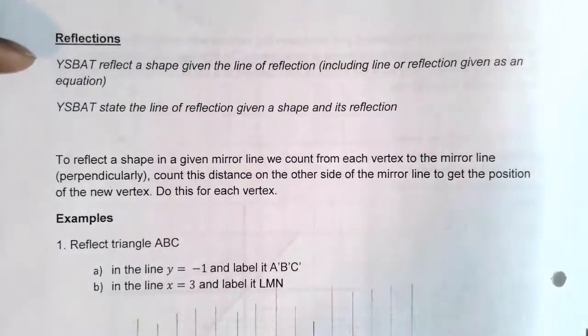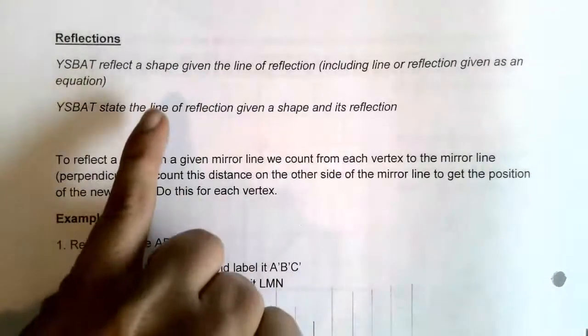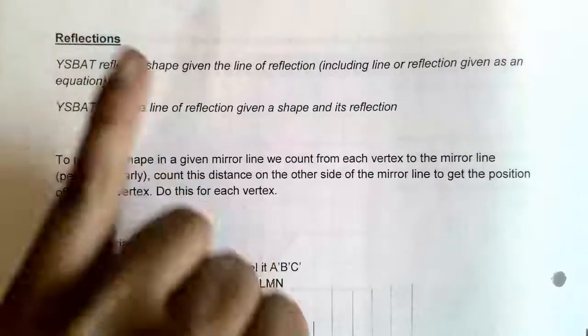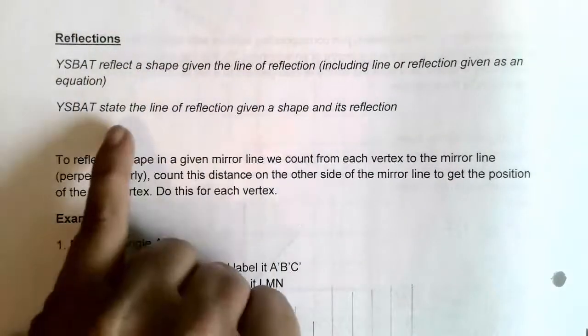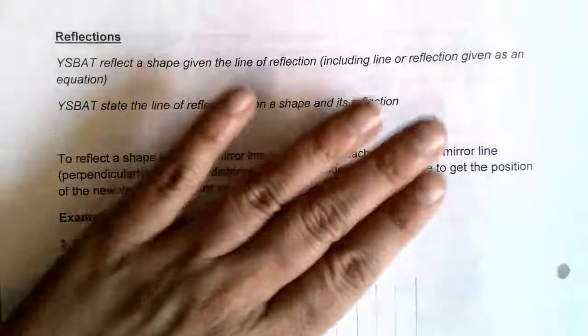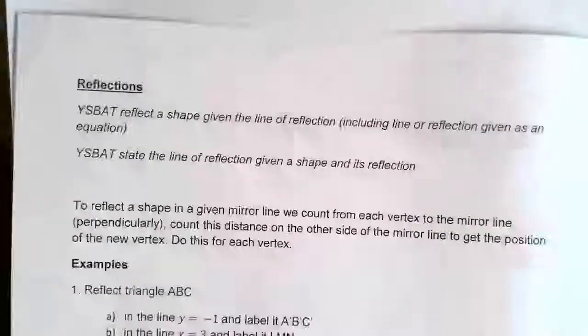we need to be able to, first of all, if you're given a shape and given the line of reflection, reflect it in the line of reflection, but we also need to figure out what the line of reflection is if you're given both the shape and the reflection. Okay, so I think there's examples of both of those here.